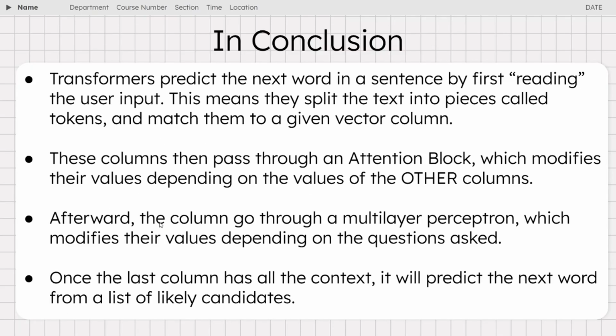And then afterwards, the column goes through a multi-layer perceptron, which modifies the values depending on the question asked. For example, they will ask, is life an English word? Is life a noun? Is life a country? And their value will change depending on the answer.